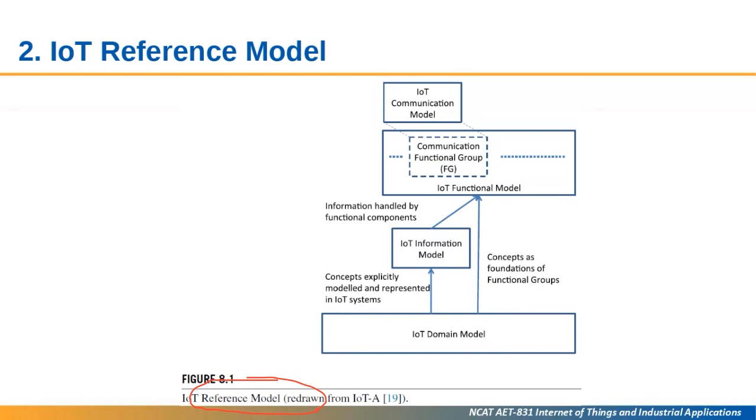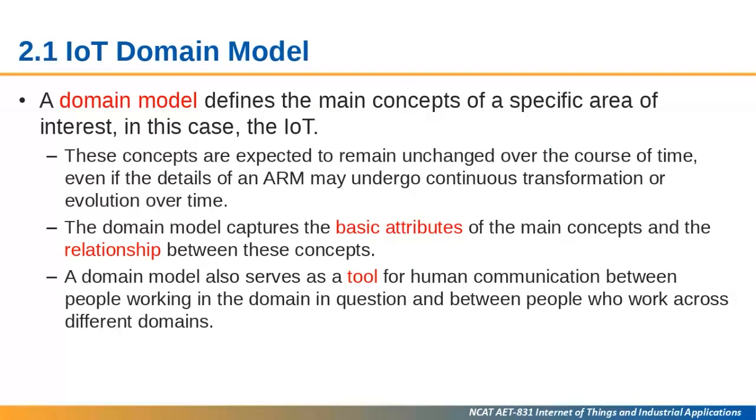For the reference model in IoT, there are 4 sub-models we would like to describe. We have the IoT domain model, IoT information model, IoT functional model, and IoT communication model. A domain model describes the main concepts of a specific area of interest, in this case, the IoT. Basically, it describes what entities are involved in IoT solutions.